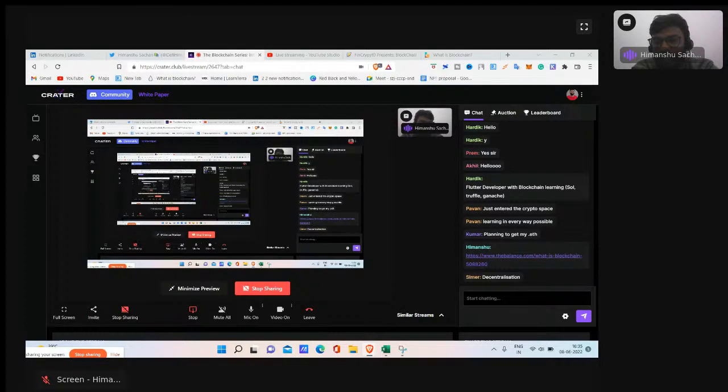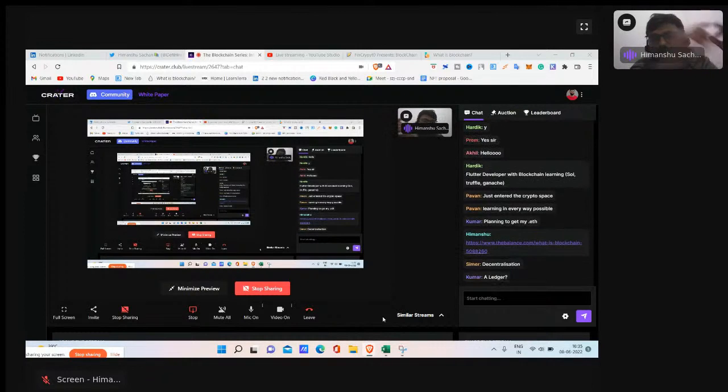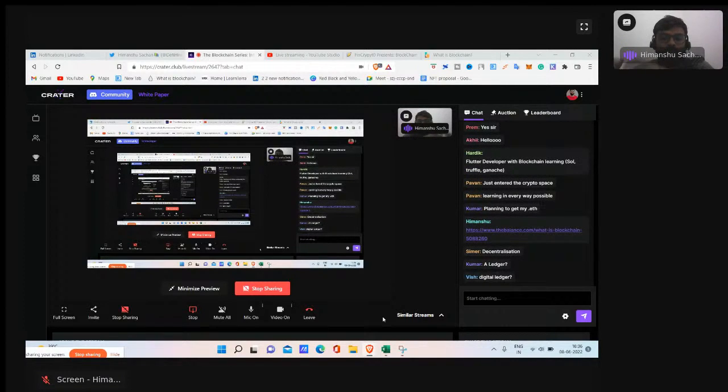Decentralization, okay, great. See, that is the one thing. Whenever we talk about blockchain, the first thing that comes to everyone's mind is decentralization. Secondly, people talk about a ledger system, where we have a decentralized ledger. So when we talk about blockchain, we understand that it is a decentralized ledger where we keep our data.